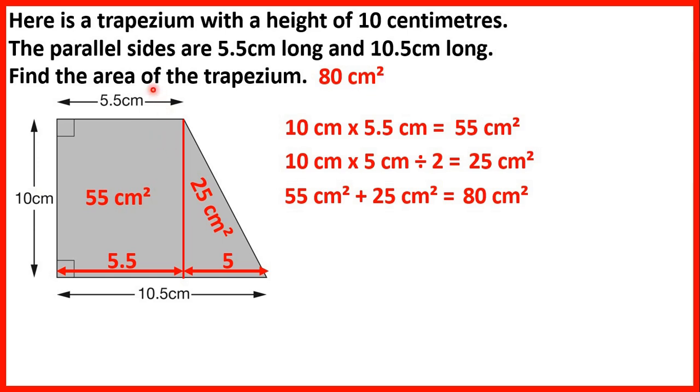Now there is a formula for finding the area of a trapezium. So what you can do is add up the 2 parallel sides, divide by 2, and then multiply by the height. So we could add 5.5 and 10.5, so that gives us 16. We can then divide by 2 to get 8, because half of 16 is 8. And then we can multiply 8 by 10 to get an area of 80.